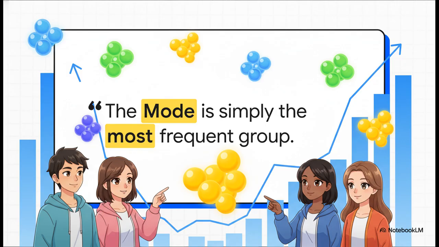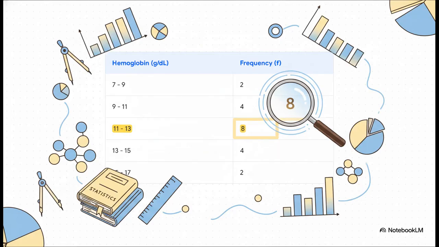This is just the group that shows up more than any other. So how do we find it? Easy. We just scan down that frequency column and look for the biggest number. And there it is, 8. It's not even close. So the most common group, our modal class, is that 11 to 13 range again.